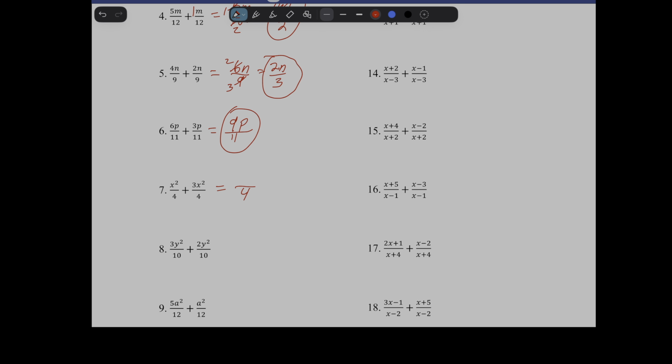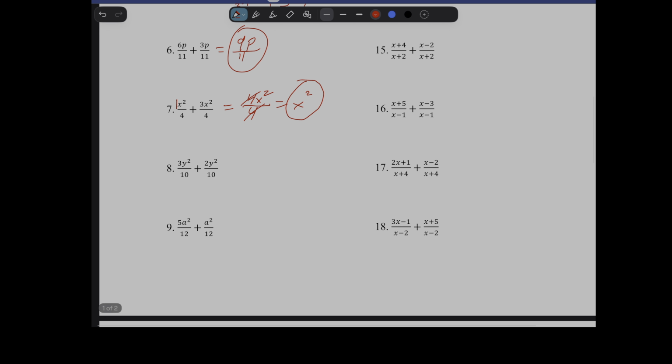This one, common is a 4. 1x squared plus 3x squared is a 4x squared. Oh, look at that. Boom, boom. I'm left with just an x squared. Again, once the pluses and the minuses go away, now you can reduce.